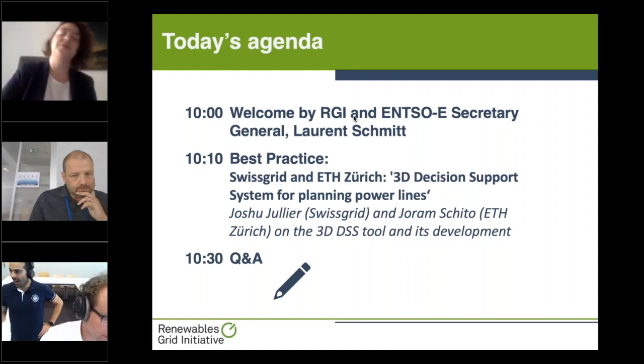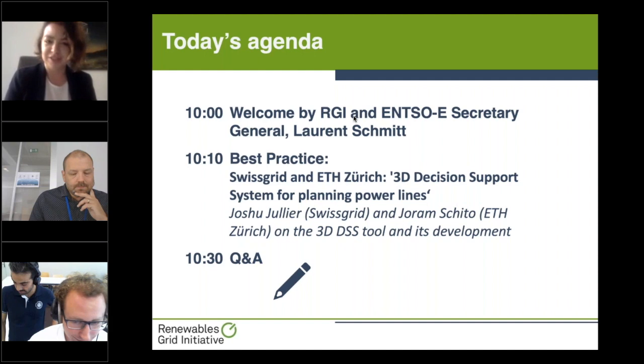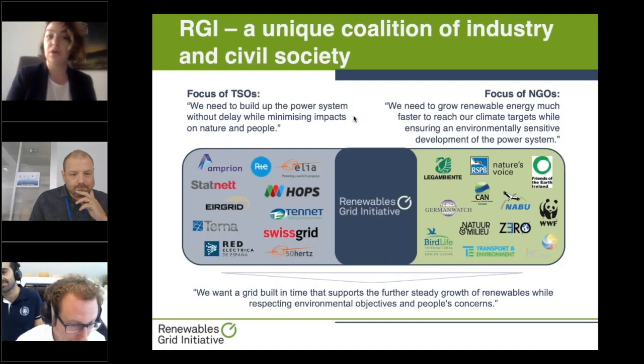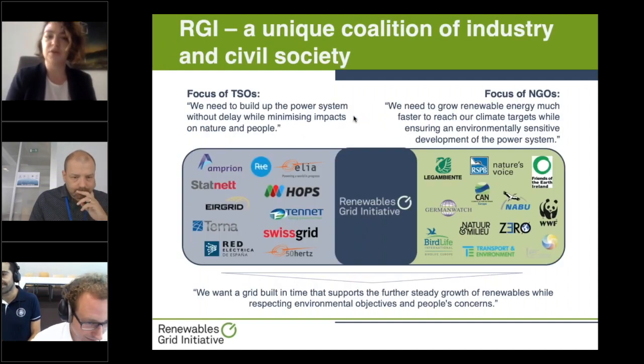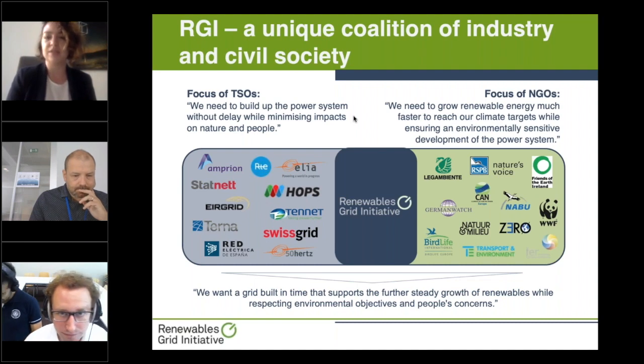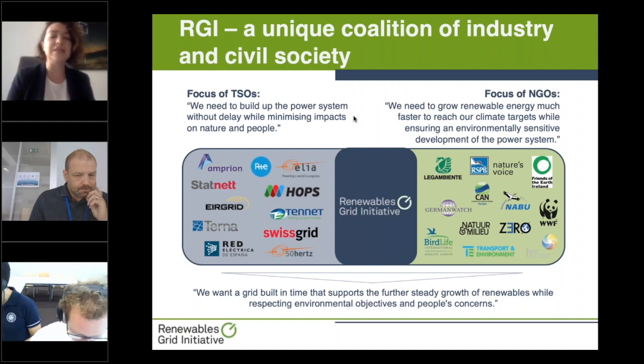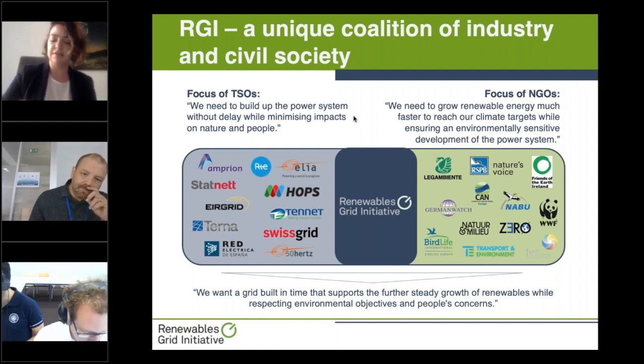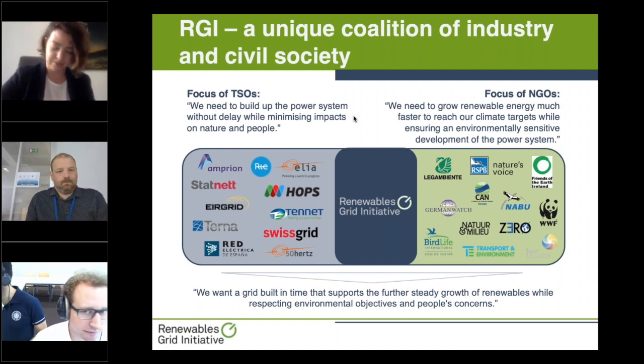Now, to the Renewables Grid Initiative. Most of you will know us, but just briefly for those who don't, we are an association of 23 now, TSOs and NGOs, and we want to further the energy transition and have more renewables in the system by building grids in a transparent and environmentally sensitive way.